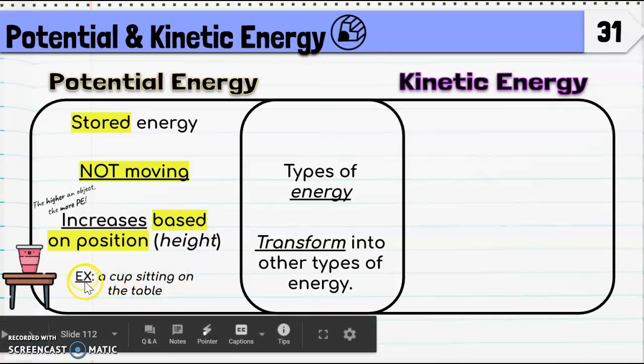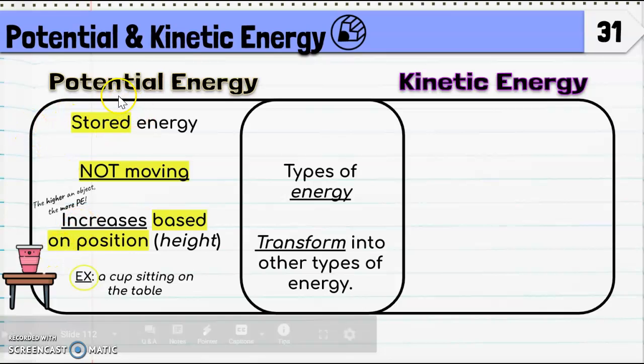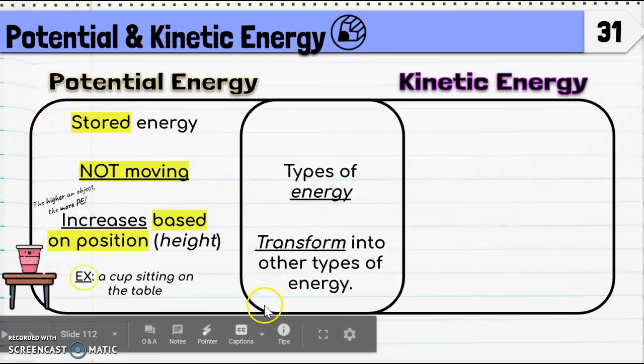For example, here we have a cup sitting on the table. So it is stored energy. It is not moving. So it has potential energy. Think about if this cup was sitting on a ladder. A ladder is higher than this table. So if the cup was on a ladder, it would have more potential energy.